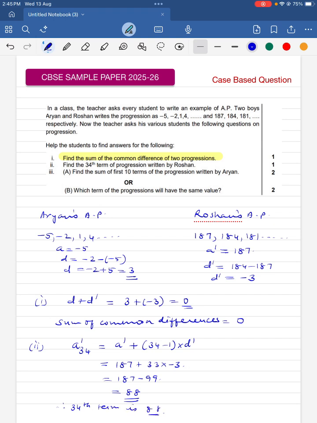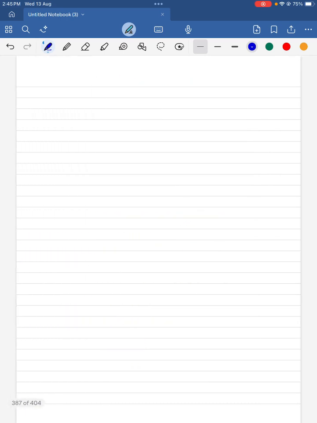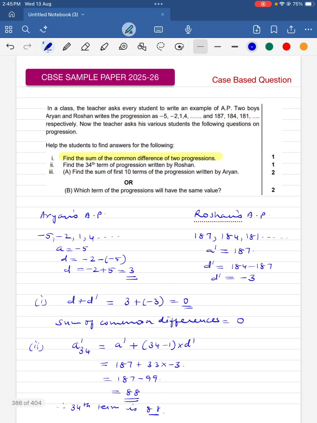Now in the third question, A part, they're asking you to find the sum of the first 10 terms of the progression written by Aryan. So here in the A part, we have to find the sum of terms, which is n by 2 into (2A plus (n minus 1) into D). We have to find the sum of the first 10 terms, which means n would be 10 and A is equal to -5, because that's the first term of Aryan's AP.